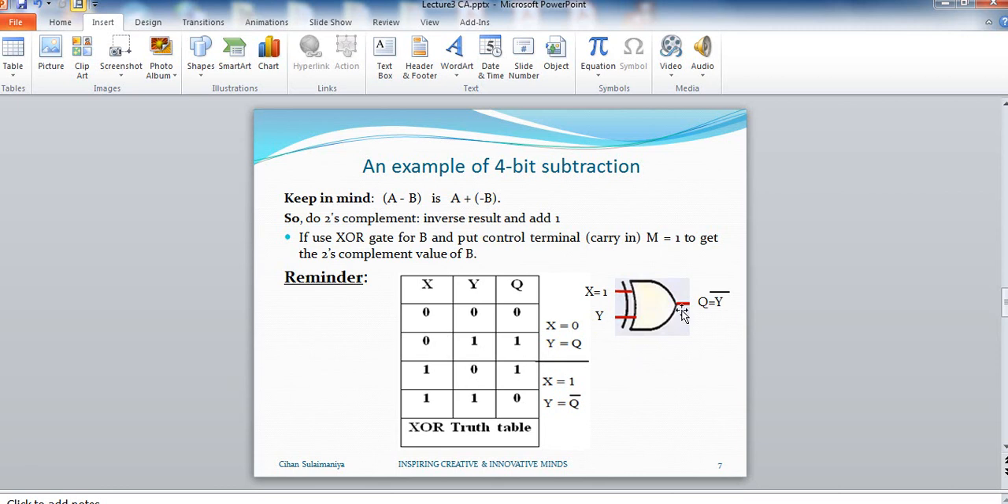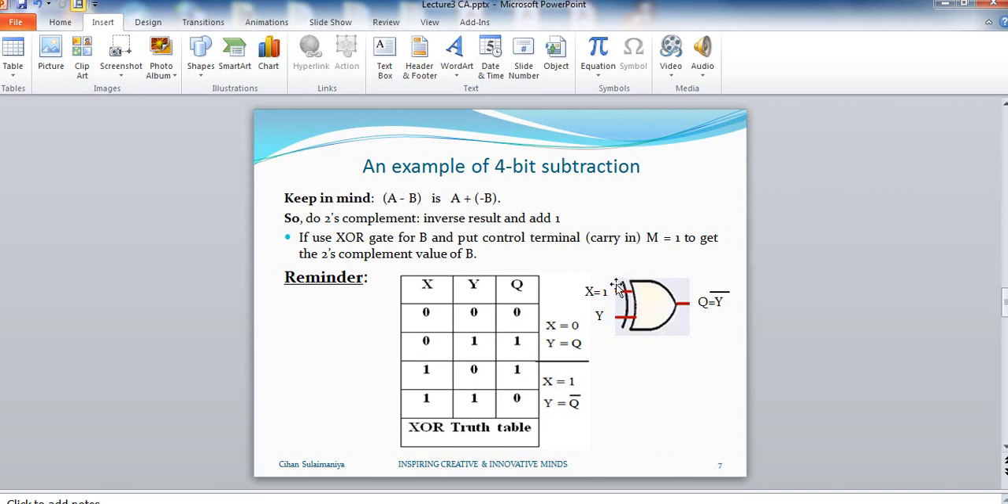P twist of y, so q will be 1. Now if it's y 1, q will be p twist of y, which will be 0. So if you put two numbers and you fix one of these two numbers on 0, the result of q will be the same as y. If we fix it on 0, q will be the same as y. So if y is 0, q is 0. If y is 1, q is 1.